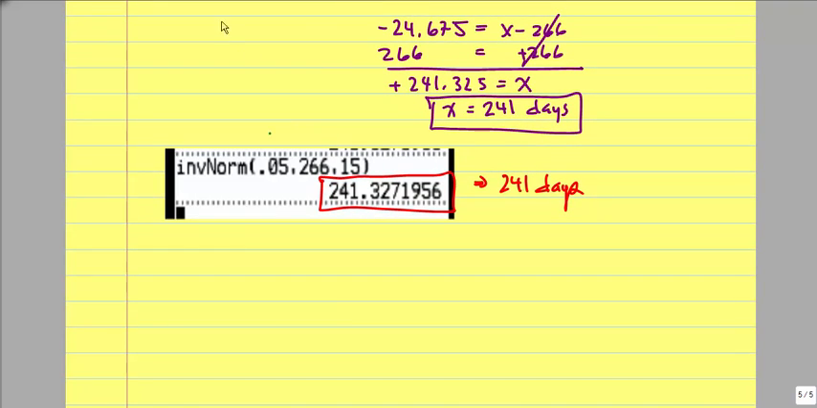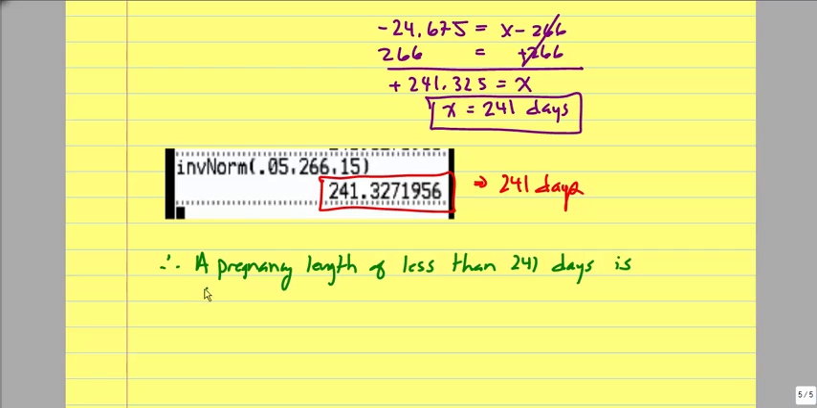So to conclude, therefore, the three dots in the shape of a triangle mean therefore, a pregnancy length of less than 241 days is considered premature. Okay, so that's what we're trying to conclude here.